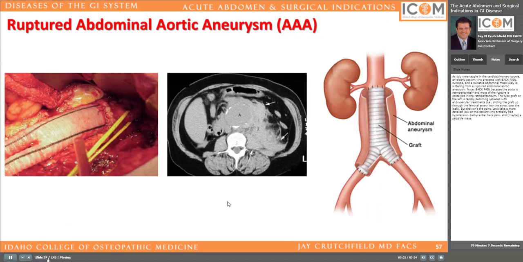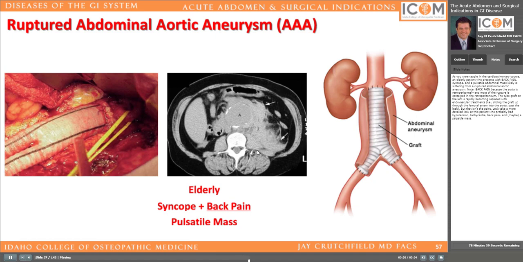Here also is a patient who probably presented with excruciating back pain but with abdominal distension. As you were taught in the cardiopulmonary course, an elderly patient who presents with back pain, syncope, and a pulsatile abdominal mass likely is suffering from a ruptured abdominal aortic aneurysm. Note, it's back pain because the aorta is retroperitoneal, and most of the rupture is contained in the retroperitoneum.